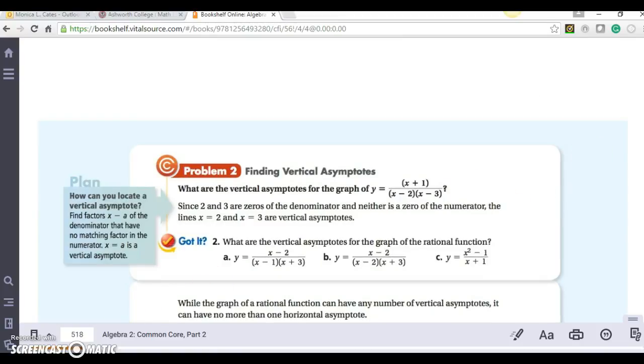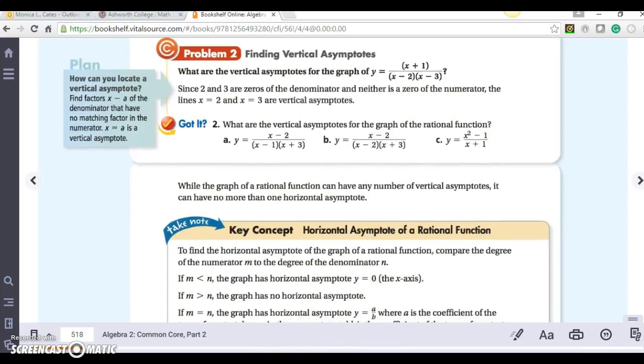Alright, so if we take a look at problem 2, finding vertical asymptotes, it says what are the vertical asymptotes for the graph y equals x plus 1 over x minus 2 and x minus 3. Since 2 and 3 are zeros of the denominator and neither is a zero of the numerator, neither is a removable discontinuity, then x equals 2 and x equals 3 are vertical asymptotes. Let's do it on our own now.